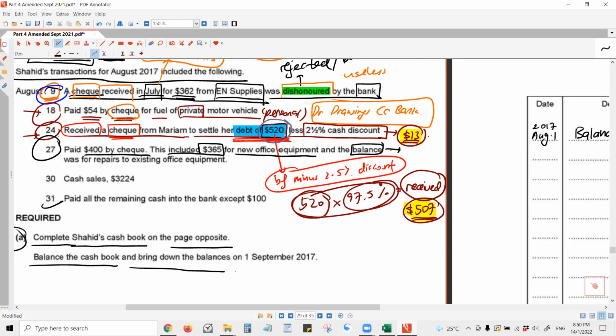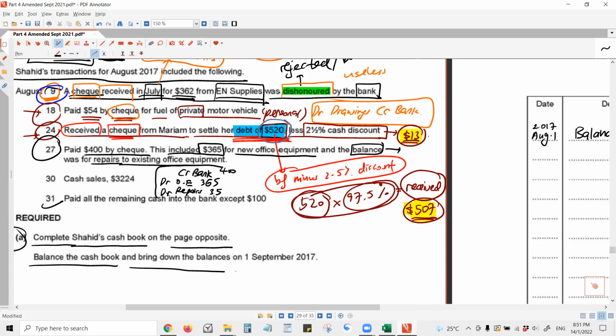Okay, this is easy. So the balance was for repairs to the existing office equipment. So part of the 400 paying to buy office equipment, part of the 400 paying for repairs. You have to show these two amounts separately. I show you, okay, I show to you. You have to credit bank, then debit office equipment, 365, then also debit repairs. Amount is 35.